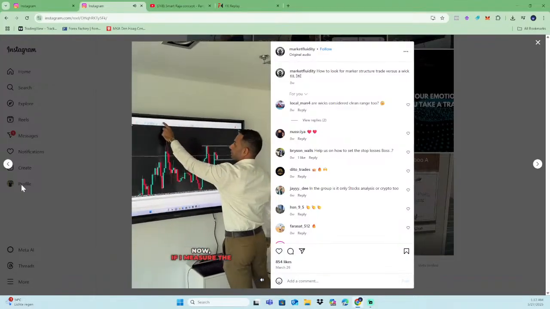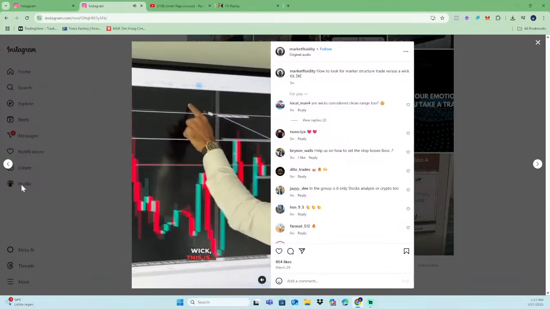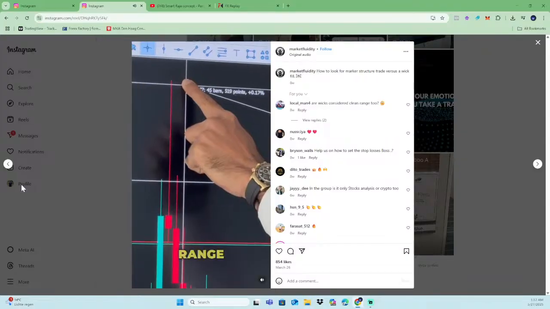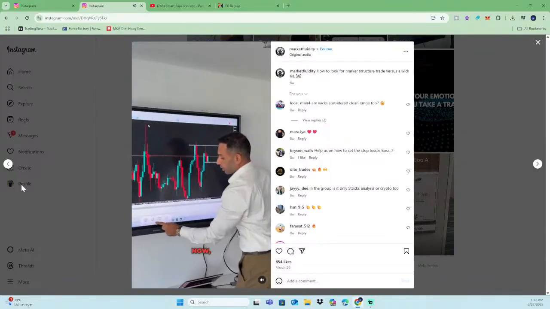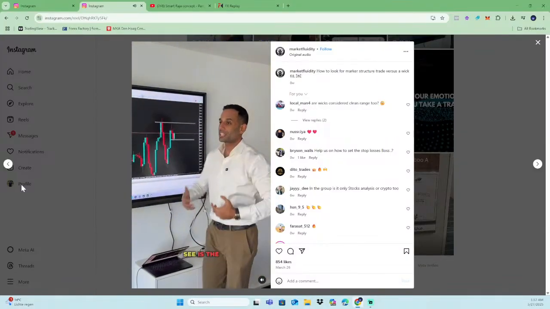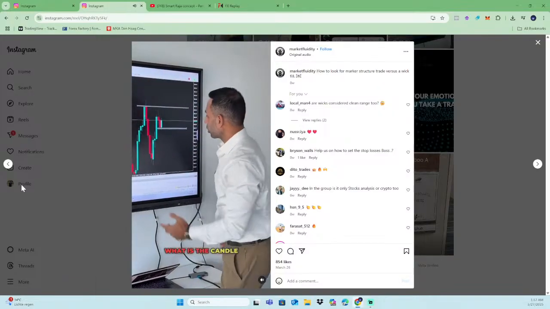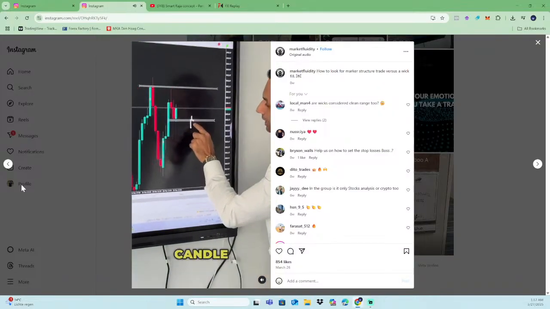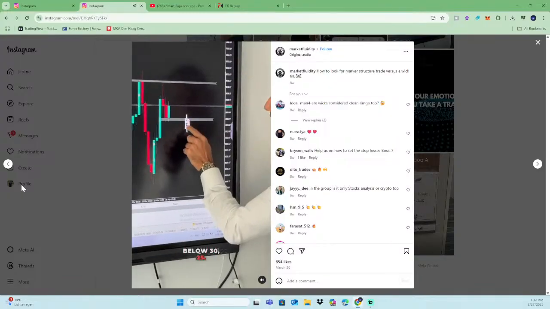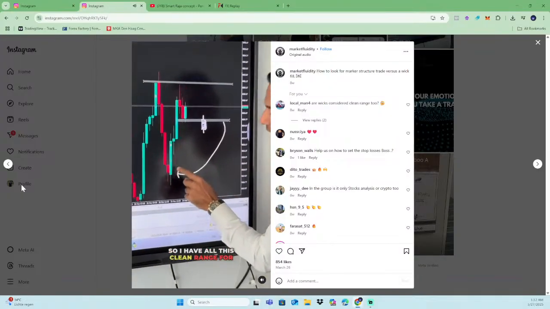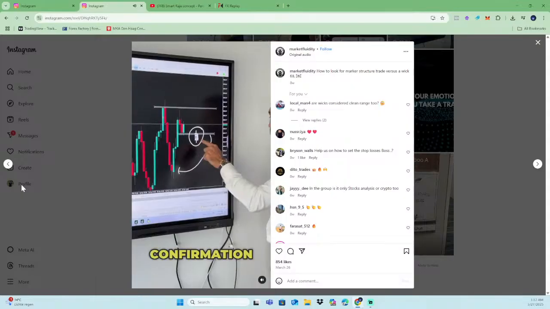Now, if I measure the wick, how big is this? This is a 50 pip range for price to move all the way up. Now, what I want to see is the candle confirmation. What is the candle confirmation? I want to see a candle break and close below 30.25, so I have all this clean range for price to move down. This is the candle confirmation I want to see.